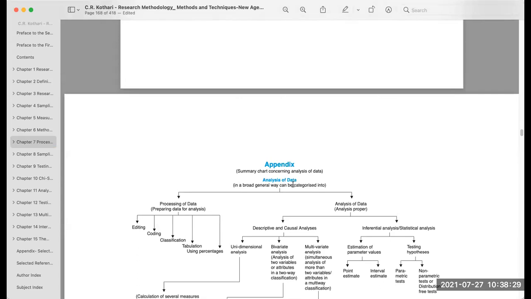Analysis of data in a broad way. These are the processing steps: how to prepare it, encoding, classification, tables. You're going to make the table or use percentages like that. In analysis of data, if you're going for the descriptive or causal analysis, these are the tools. We have unidimensional, with the calculation of several measures like mean, median, mode; bivariate when there are two variables; multivariate when there are more than two variables, right?